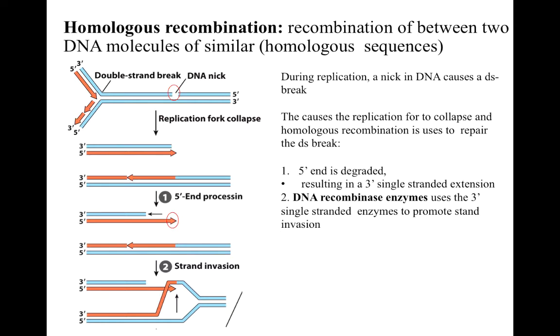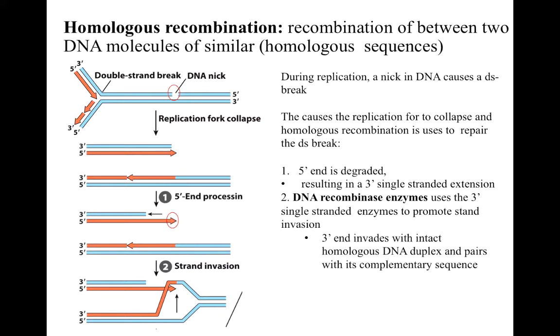And then an enzyme called DNA recombinase, it's actually a set of enzymes, is going to use that 3' single-stranded piece of DNA to then invade into another strand of DNA that's homologous to it to promote strand invasion. And so the 3' end is going to invade with an intact homologous DNA duplex and pair with its complementary sequence. And this is then going to create a branch structure, which is the point where you have 3 DNA segments that come together.